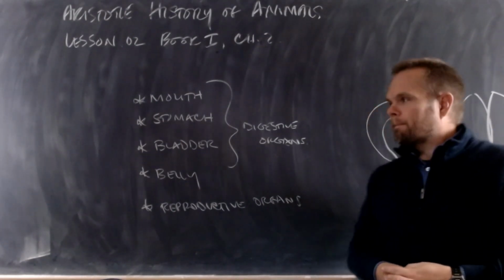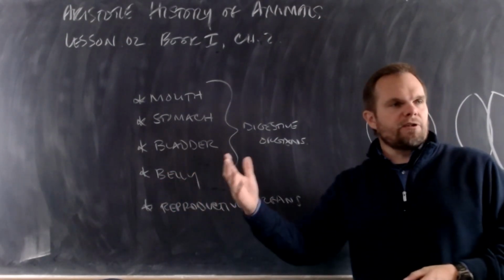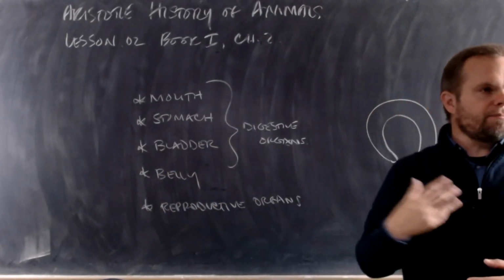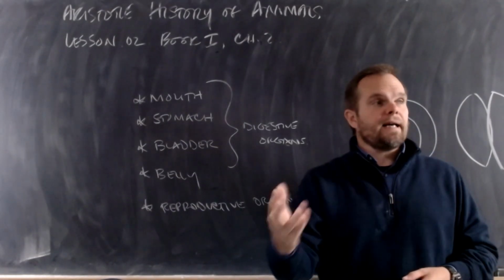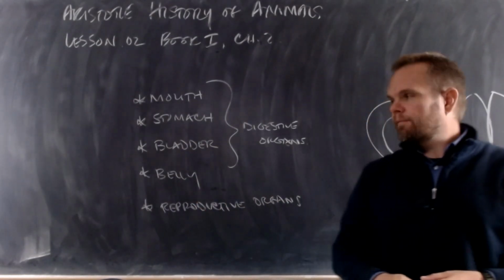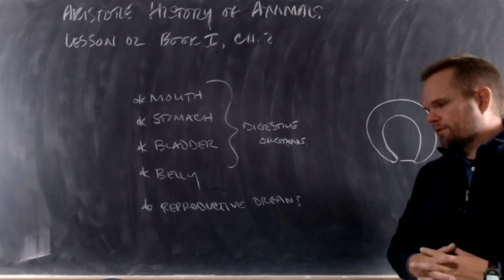Then we get to their bellies and bladders, and we can see there's differences. A pig has a stomach like us. A dog has a stomach like us. A horse has a stomach like us. A cow has a different kind of stomach. They're different. And then reproductive organs.